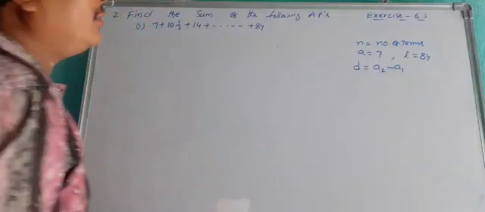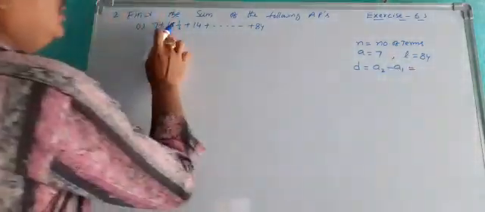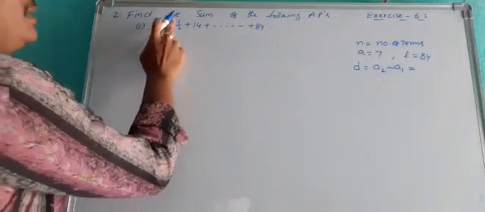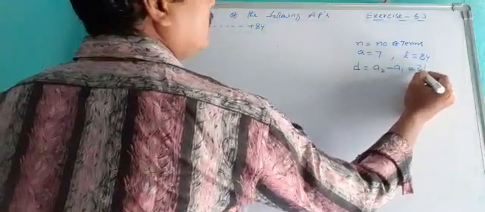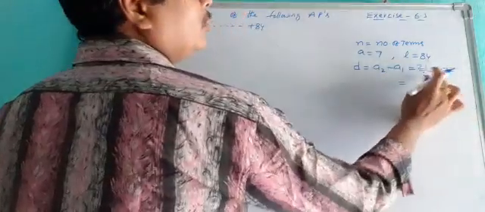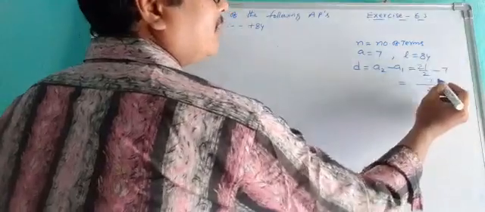And here d, the common difference a2 minus a1, equals 10 and 1 by 2, that means 2 tens are 20 plus 1, 21 by 2, minus a1, which is 7. So with LCM 2, 2 sevens are 14. 21 minus 14 means 7 by 2. Here d equals 7 by 2.